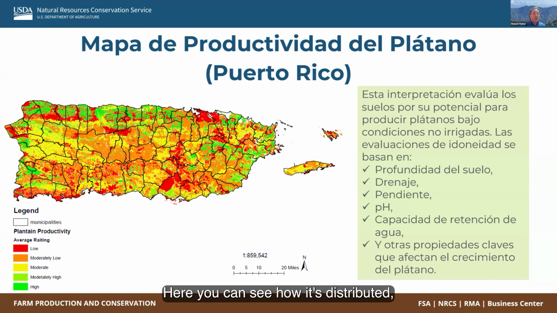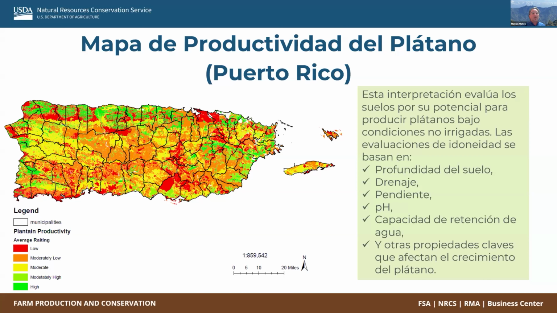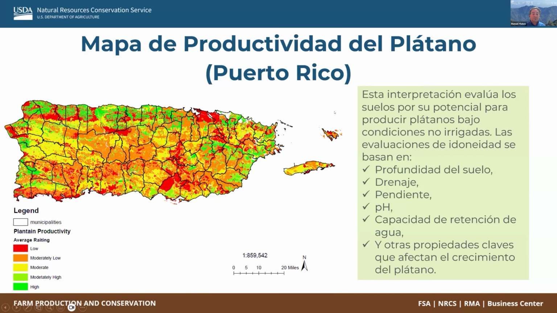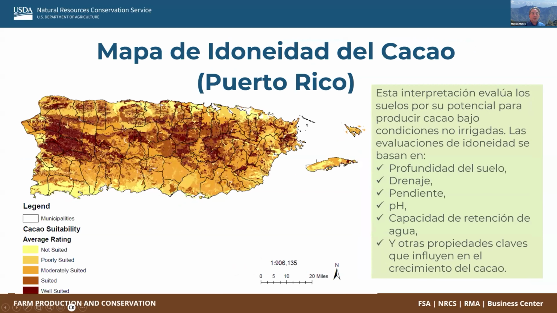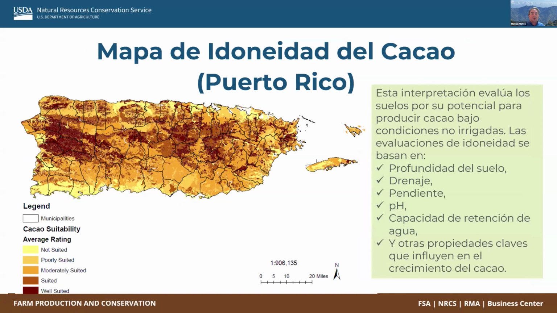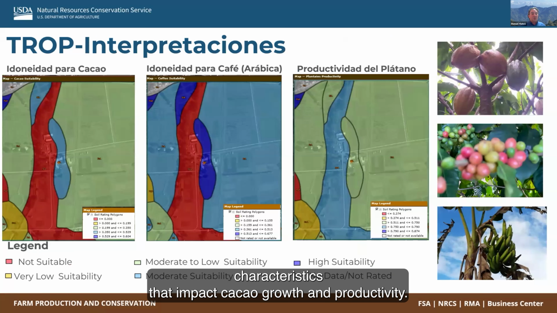Here you can see how it's distributed, the areas of better productivity and those of lower productivity for Puerto Rico. And we have the cocoa example. It was very similar to the one for coffee, but for the specific characteristics that impact cocoa growth and productivity.